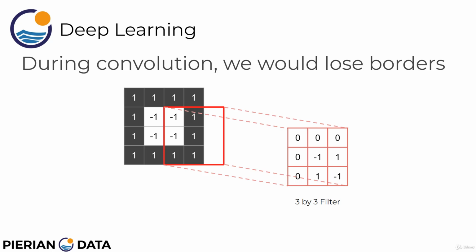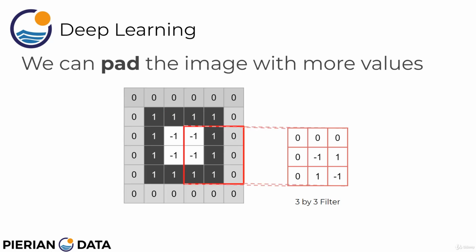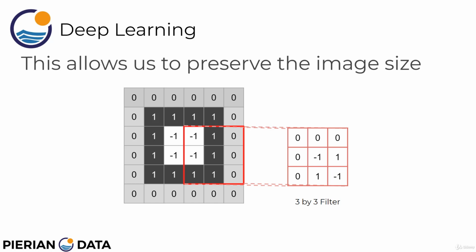So one way to fix this is you can pad the image with more values. And a really common choice is just 0, or a kind of in-between value. And this allows us to then not lose information along that border. So it also helps us preserve the image size. So this is known as padding, and it's a really common technique people often use on their images so they don't lose any border information.